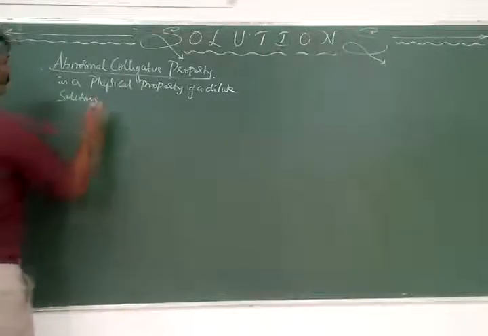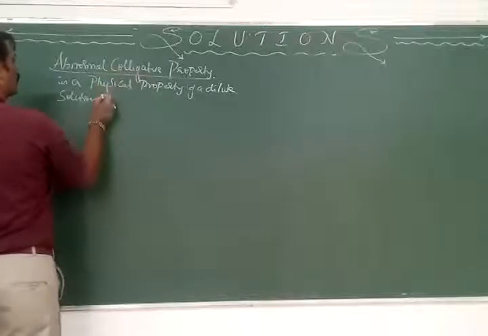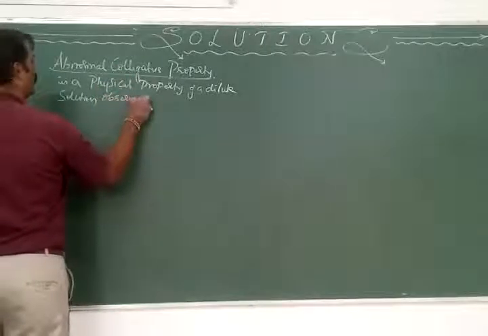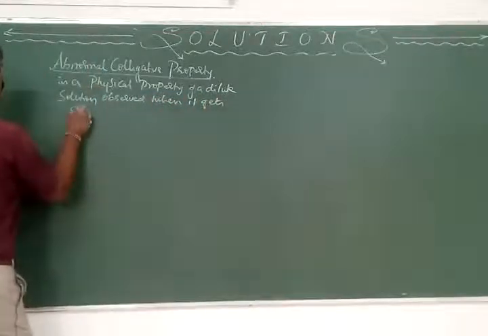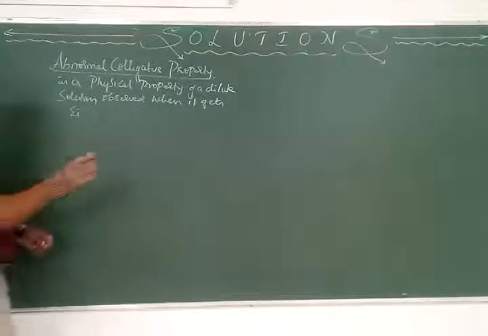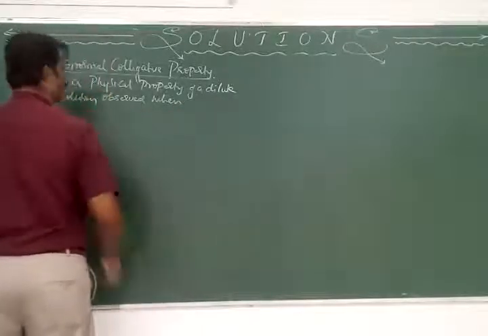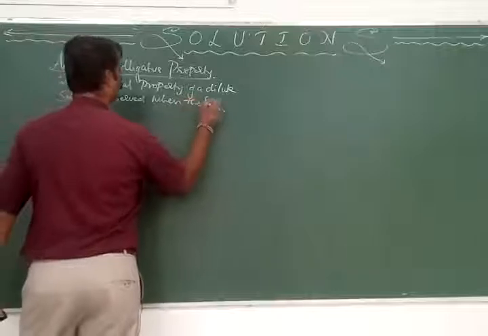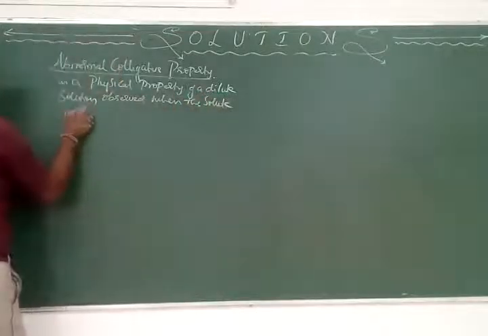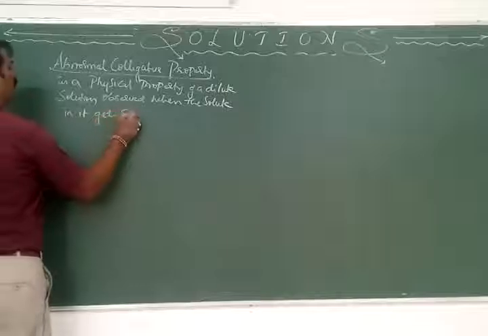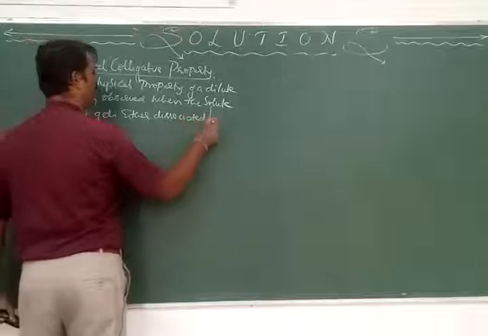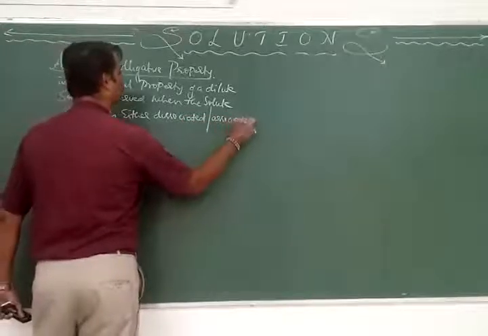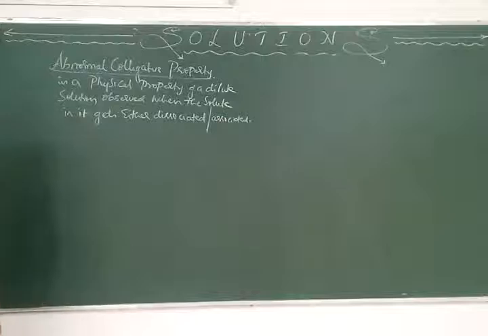It is a physical property of a dilute solution observed when the solute in it gets either dissociated or associated. Means it is a property obtained only after either the dissociation of the solute or the association of the electrolyte.